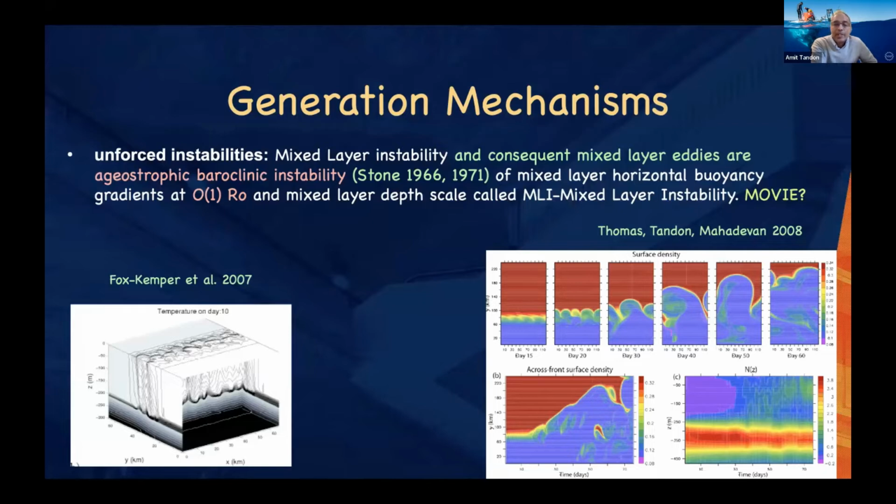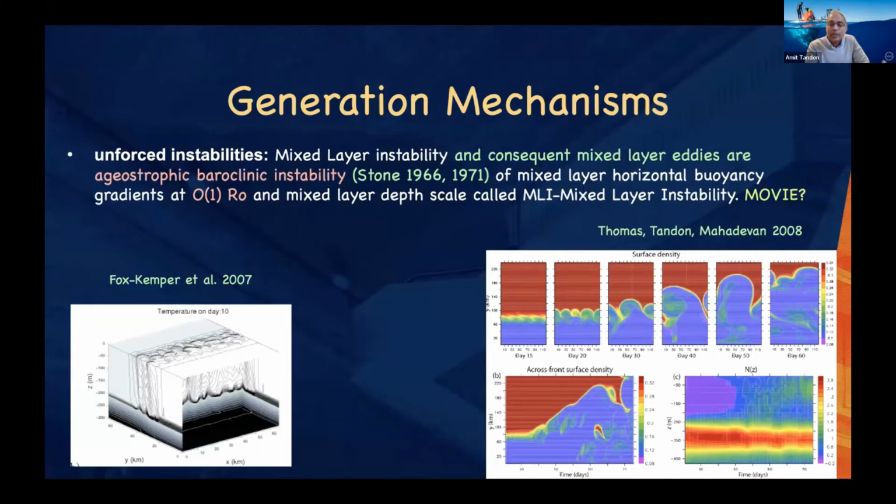So what can generate submesoscales? Well, there is one set of generation mechanisms that consists of unforced instabilities. If you just think of a storm that mixes the ocean and then leaves dense water on one side and lighter water on the other, then now you've created a front, and as the storm leaves, it leaves behind this front which is no longer in balance. So this front will now undergo inertial oscillations. It will tilt, and as it tilts, it goes unstable.